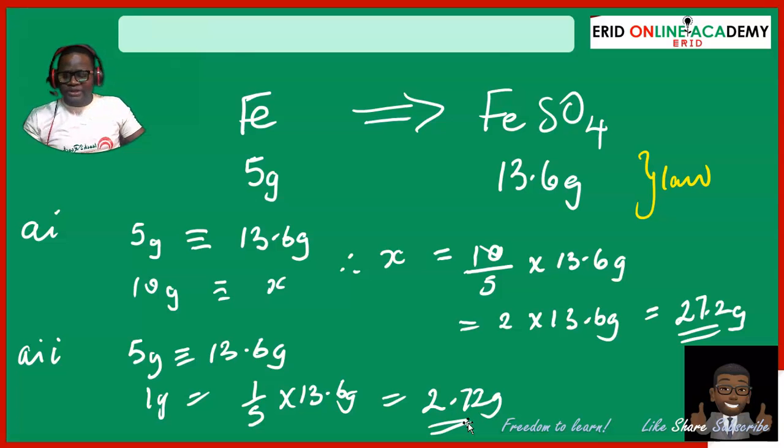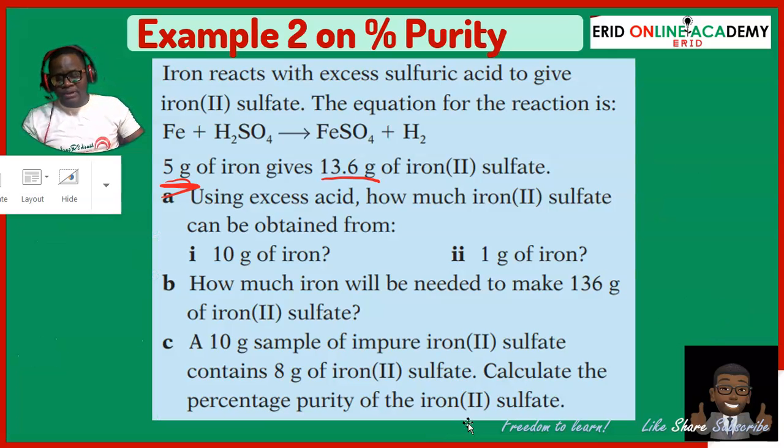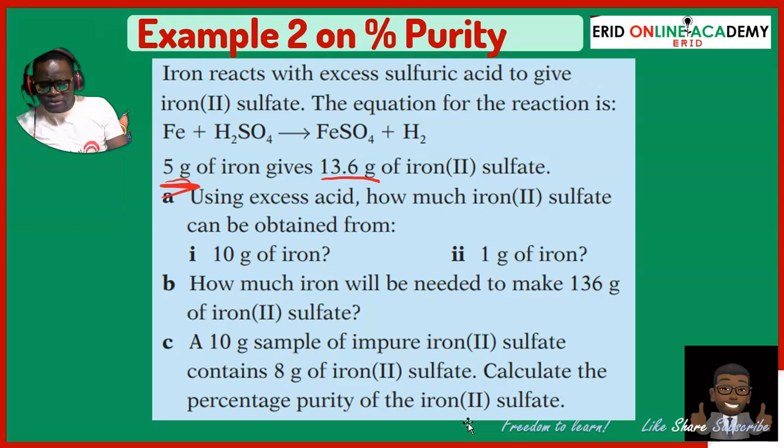Okay, so let's look at the second question. The B part of it says, how much iron would be needed to make 13.136 gram of what? Of iron sulfate. How much iron will be needed? Now they're asking us, if we have a certain quantity of product, what mass of iron do you think would have produced that? So let's go back to that.